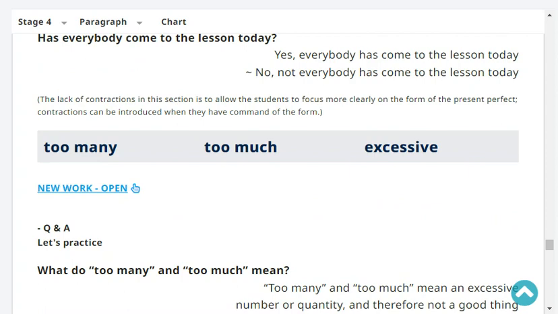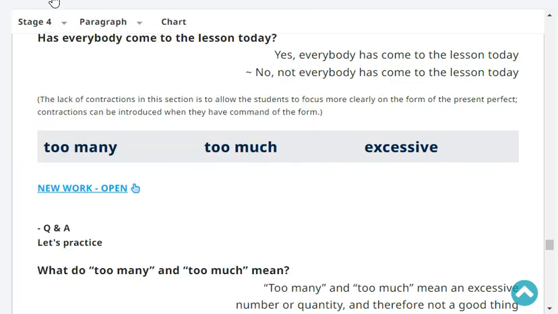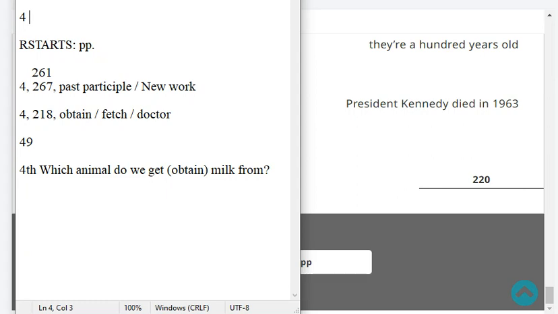Okay, so now let's move on to reading. Okay, very good. Our reading is at stage 4, page 218. Last headword was obtain, fetch, doctor. Okay, start with the fourth question. Which animal do we get milk from?